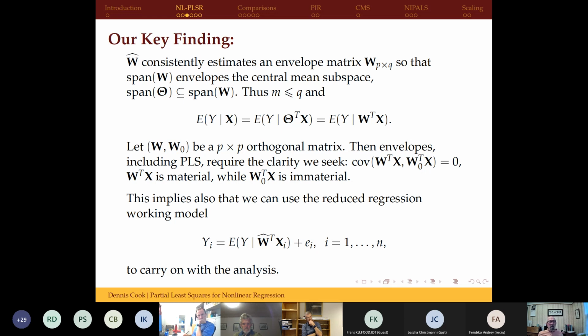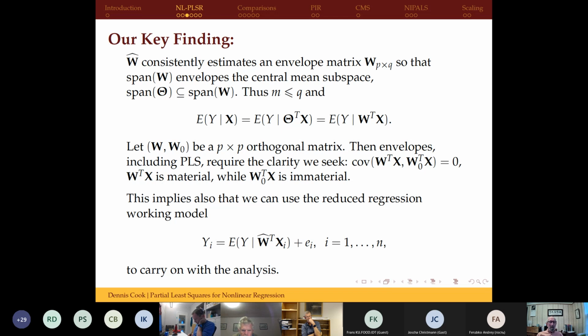Now, if we look at that series of equations, it says that I could discard x in favor of theta transpose x. I would lose no information if I knew theta. I could compute theta transpose x. My predictions would be exactly the same if I used x or theta transpose x. It also says that I could discard x in favor of w transpose x.